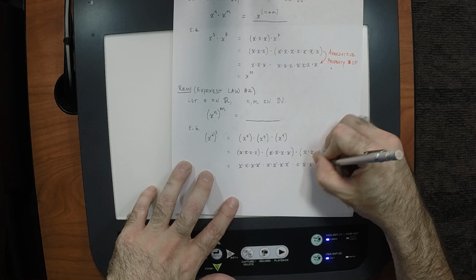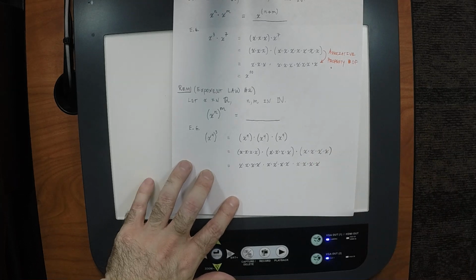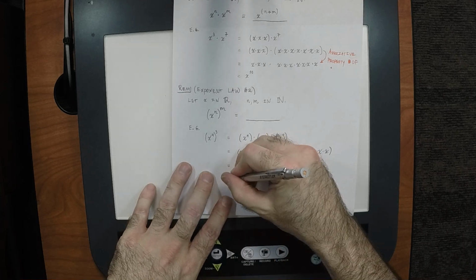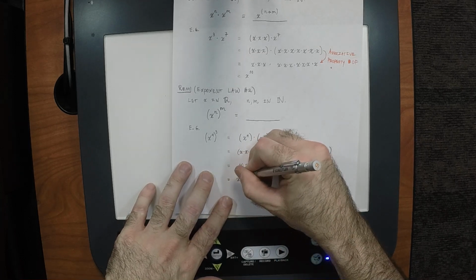And now it's just a matter of counting. You know, now that we've got that all written there. How many x's are there? 12. There's 12 of them. So evidently, the answer is x to exponent 12.